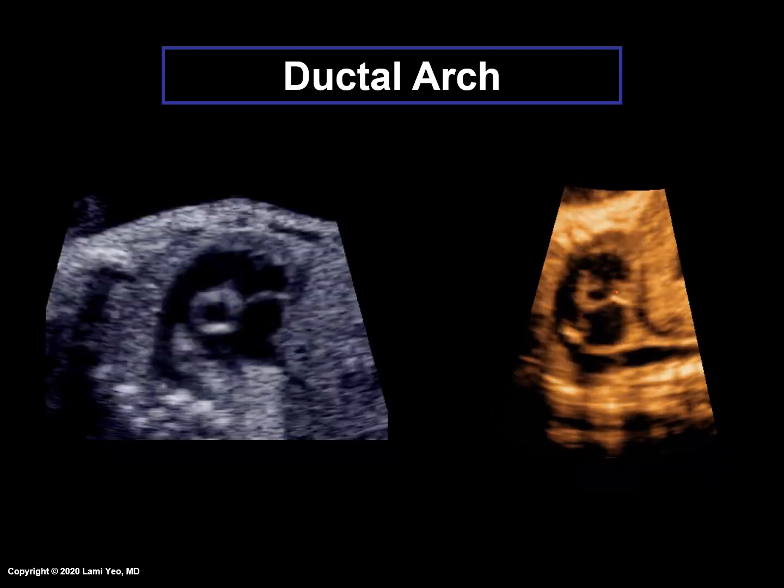It is noteworthy that the normal ductal arch can look different depending on the fetus. For example, on the left image, the ductus arteriosus is easily seen and appears wide. However, for the fetus on the right, the ductus arteriosus is more narrow, but is still normal.